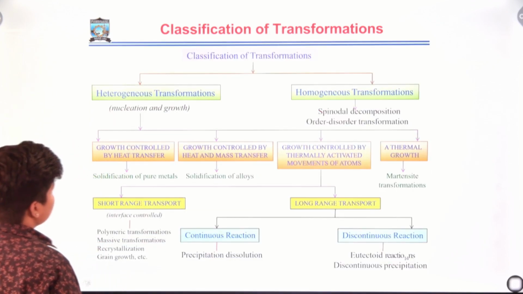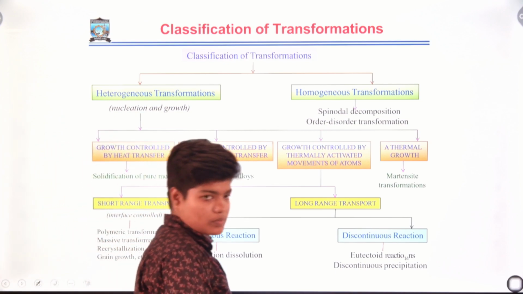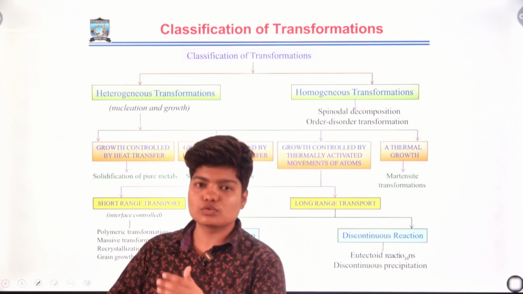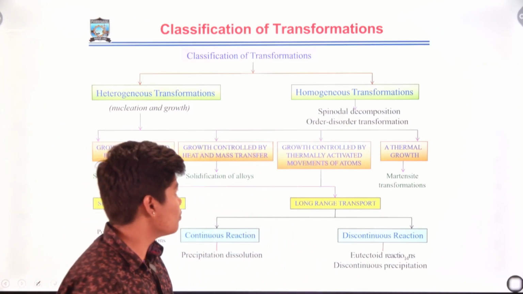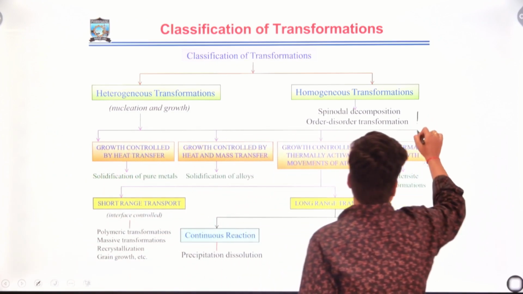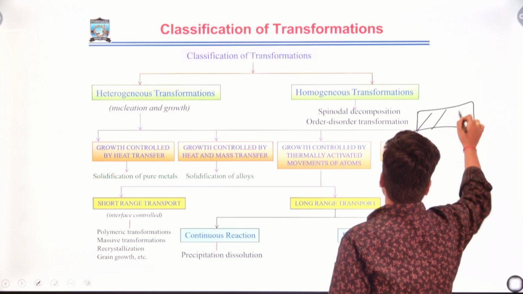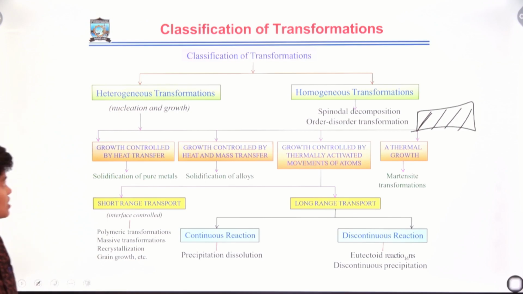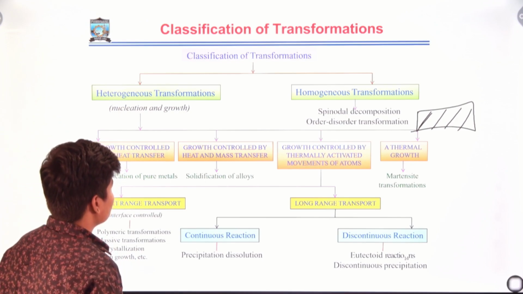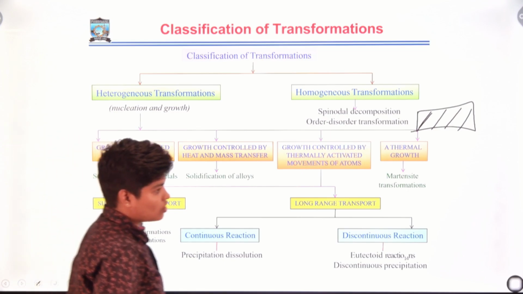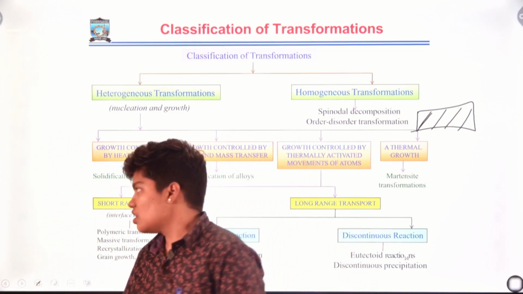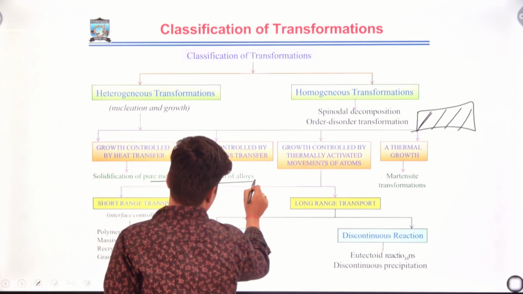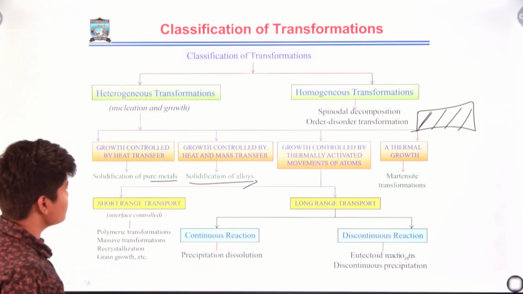The other classification is heterogeneous and homogeneous transformation. Heterogeneous means some part of the material is going to change. But in homogeneous transformation, the whole material is going to change. Heterogeneous transformation is generally nucleation and growth, where growth can be controlled by heat transfer or also mass transfer. This is the solidification of pure metals and the solidification of alloys. In future classes we will cover all these topics.